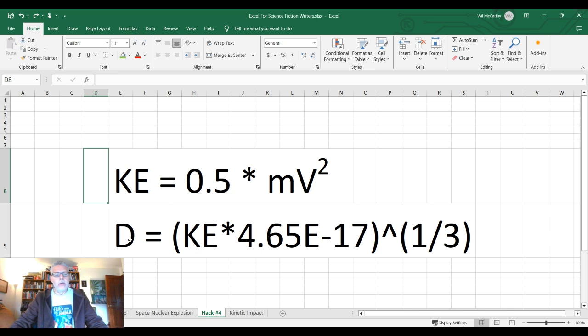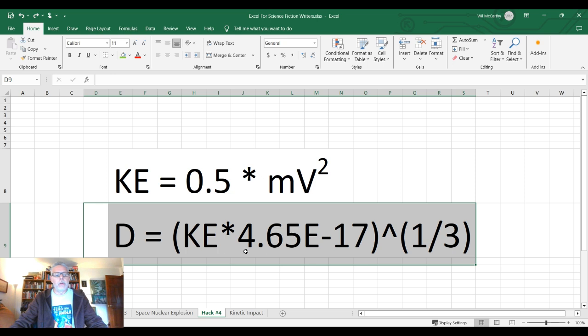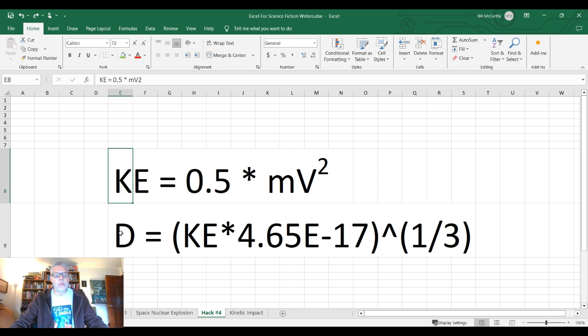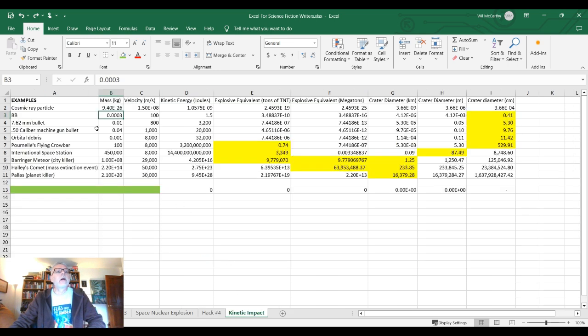And then we have a second equation here, which is the diameter of a crater that's made by an impacting object. That diameter is equal to the cube root of the kinetic energy times a conversion factor of 4.65 times 10 to the minus 17th. So if the kinetic energy is measured in joules, this expression will give us the diameter of the crater in kilometers.